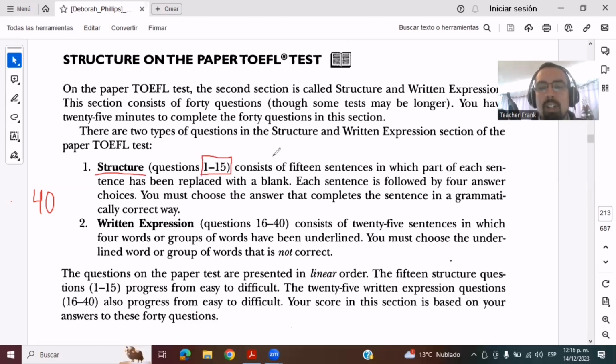Now, in the structure, what you're going to be doing basically is there's going to be a blank, right? So you have a sentence, and there's one word missing, or sometimes a group of words, right? And they give you the four options, right? Now, remember, of the four options, two are incorrect, one is there to confuse you, and one is the correct one, right?